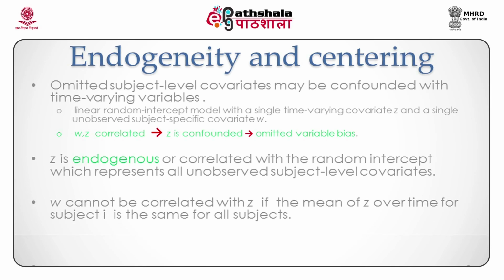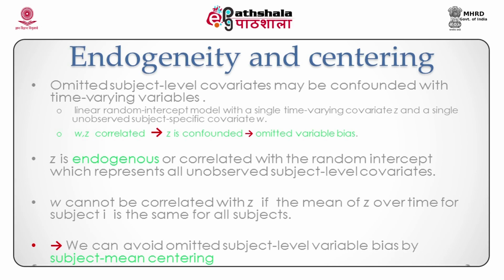Now, a way to get around this is to observe that w cannot be correlated with z if we force the mean of z over time for subject i to be the same for all subjects. This can be achieved by subject level centering. That is, instead of using the covariate z ij, we use z ij minus z i bar, and this ensures that there is no confounding. This is essentially what was done for the orthodont dataset.